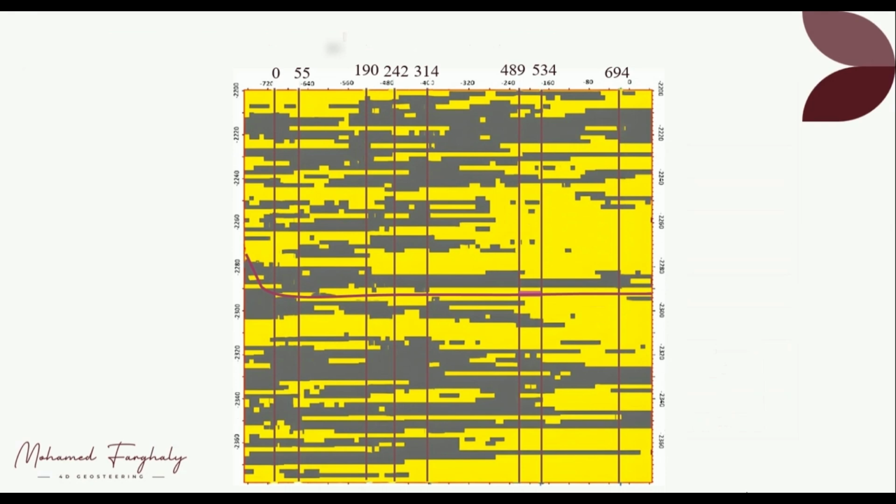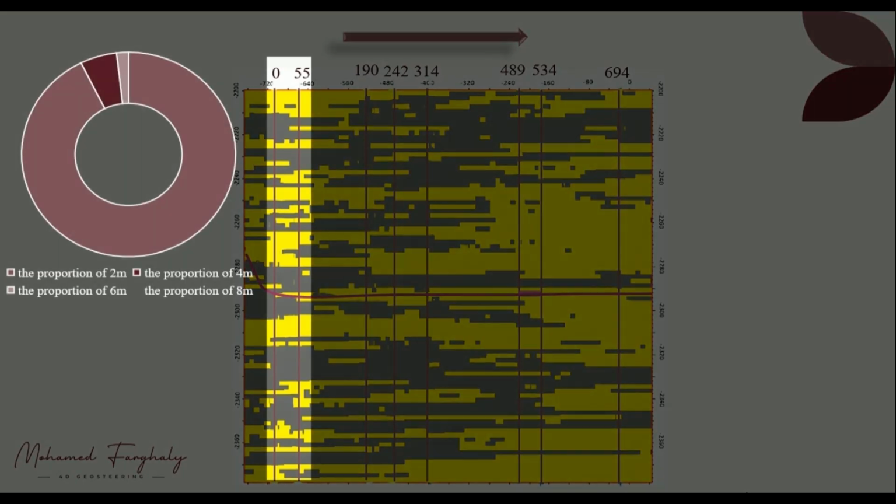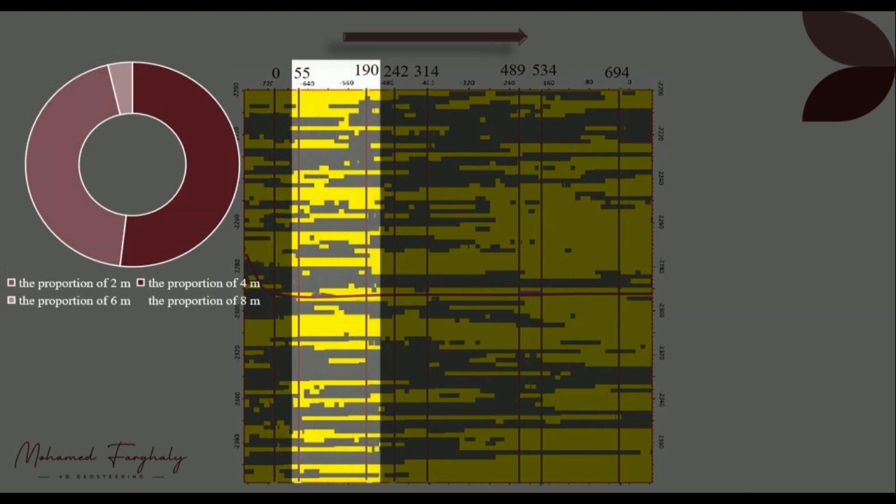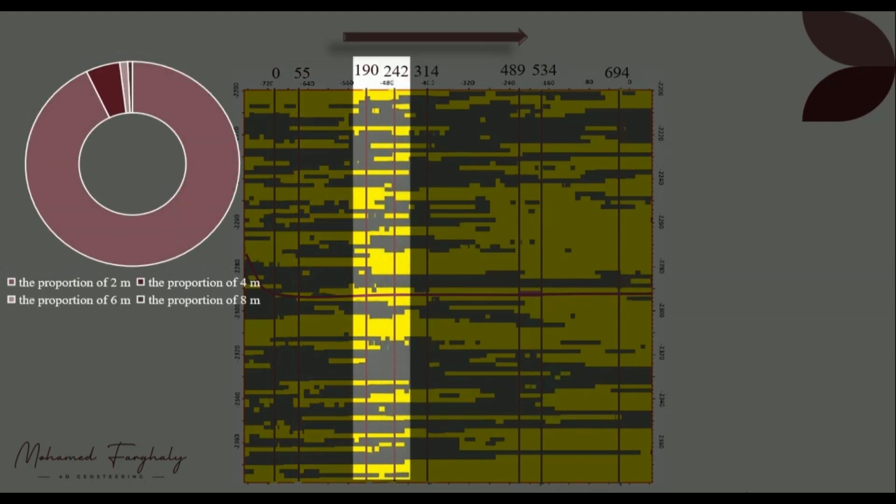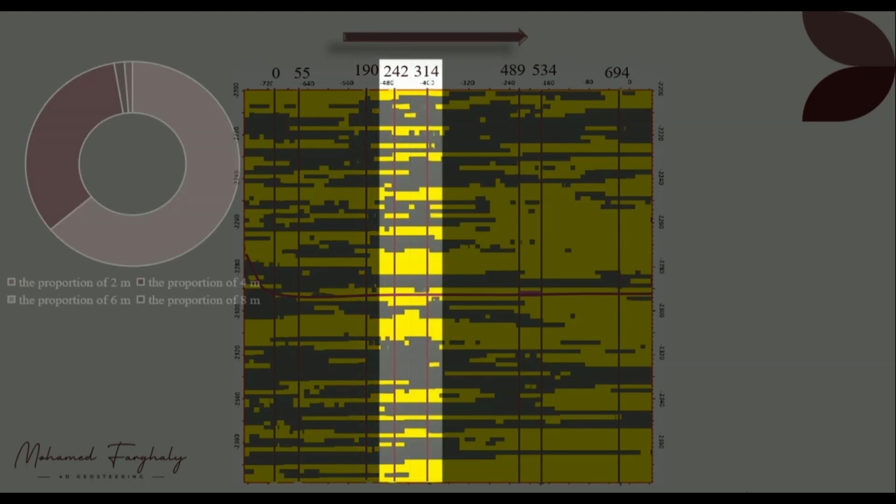Distances between the horizontal section and interlayers are described, with intervals of 0 to 694 meters. At 0 to 55 meters, it is primarily predicted as 2 meters, while at 55 to 190 meters, it is mostly predicted as 2 meters and 4 meters. In the interval 190 to 242 meters, 2 meters is the predominant prediction, whereas at 242 to 314 meters, it is mainly 4 meters and 6 meters.